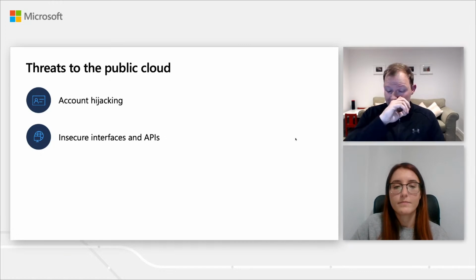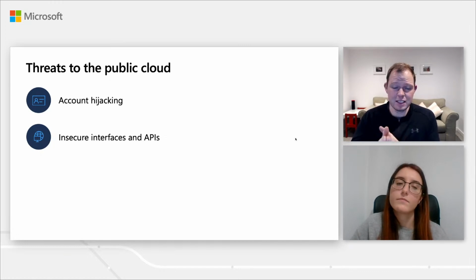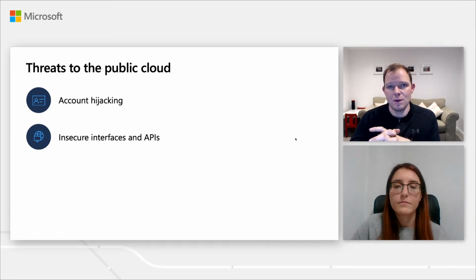Next one is insecure interfaces and APIs, and this is an interesting one because in the cloud we have this graphical portal interface where people can go in. We'll see it in a moment. Actually, we're going to do some demos, and people just need to make sure that access to that is locked down and only the right people have got access. Again, it's all about access control and only the right access to the right things.